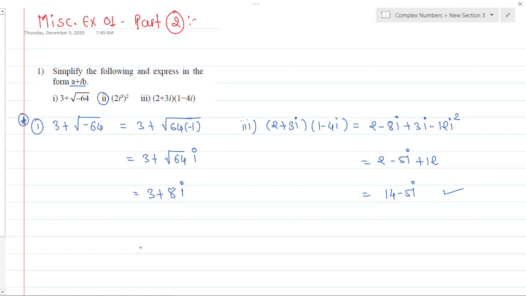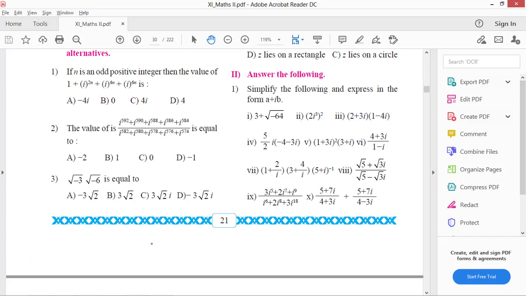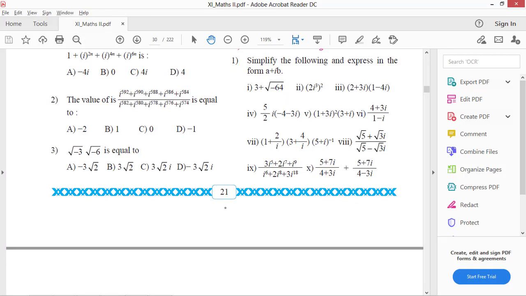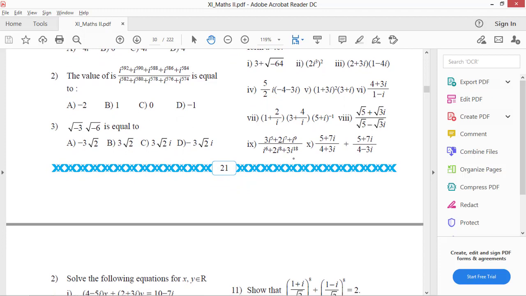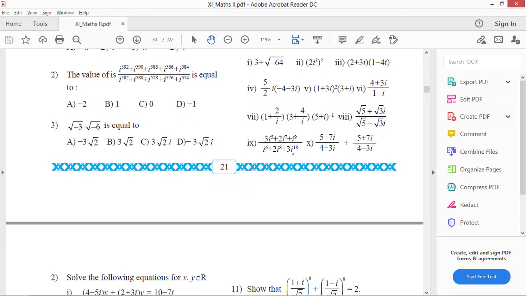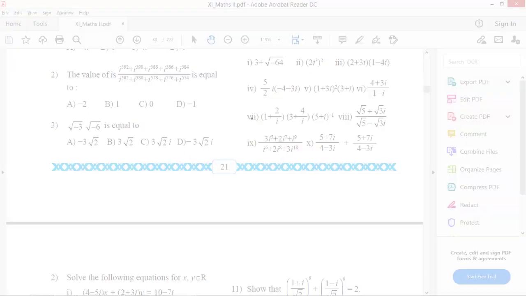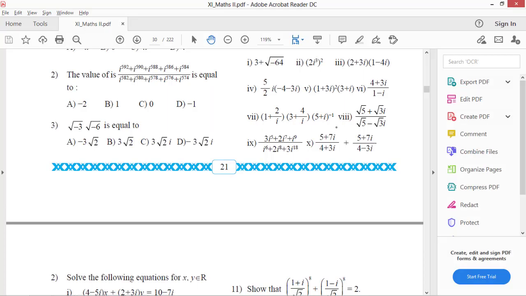Okay, so in this way you can solve all these questions. The remaining questions are easy. So this is 5 by 2 i into minus i minus 3i. All of these questions are easy. Okay, let me try question number 7. I found it a bit tricky. Actually it's not tricky, it's very simple.